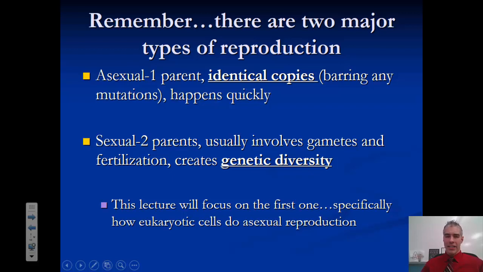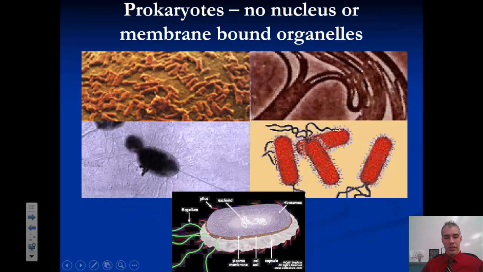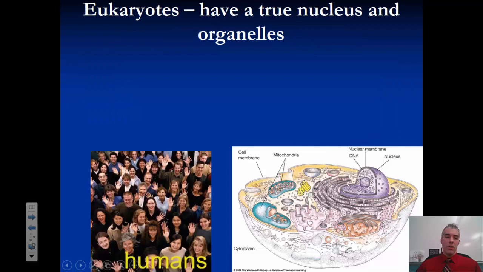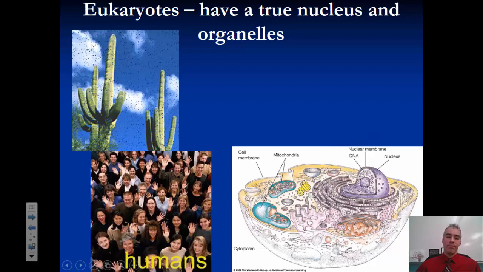So this lecture is just going to focus on asexual reproduction, really, and specifically how eukaryotes do asexual reproduction through the process of mitosis. But before we get into that, let's talk about some differences again between prokaryotes and eukaryotes. I know we've talked about this several times, but prokaryotes, remember, have no nucleus and no membrane-bound organelles. So that'll make the process of cell division a little bit simpler than if you were a eukaryote, because they have a true nucleus and many membrane-bound organelles. So if you're going to copy a cell, you're going to have to copy all those organelles as well as make the nucleus disappear and copy all of the genetic material.